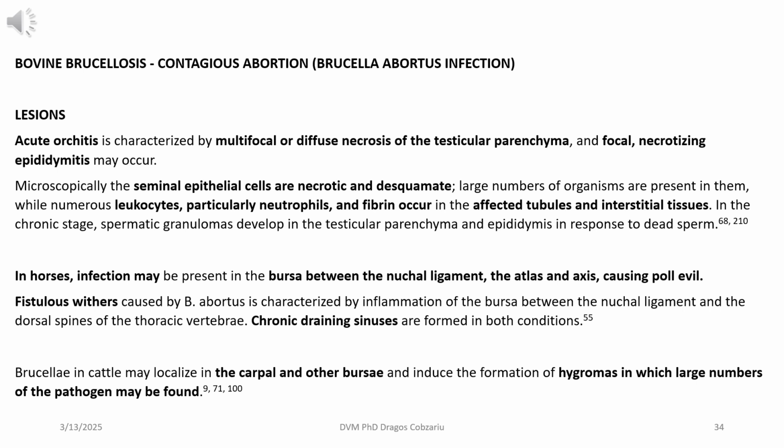In horses, infection may be present in the bursa between the nuchal ligament, the atlas and axis, causing poll evil. Fistulous withers caused by B. abortus is characterized by inflammation of the bursa between the nuchal ligament and the dorsal spines of the thoracic vertebrae. Chronic draining sinuses are formed in both conditions. Brucella in cattle may localize in the carpal and other bursae and induce the formation of hygromas in which large numbers of the pathogen may be found.